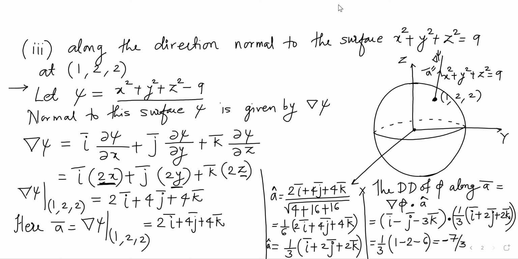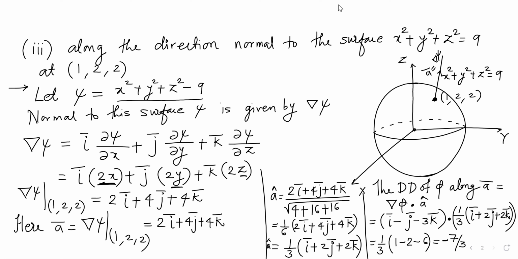So this is the third category of question. What we have seen: the first one is along the vector a bar, which is already given. The second category type is from a point towards a point. And the third category in this case is along the normal to the given surface. So here the surface is given to you, and you have to find the normal to the surface.